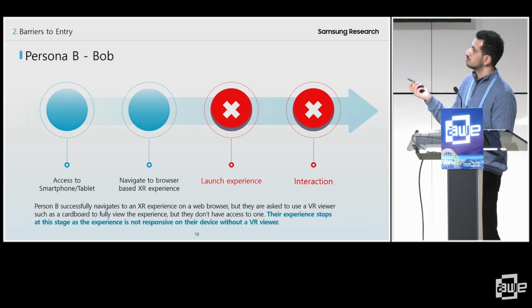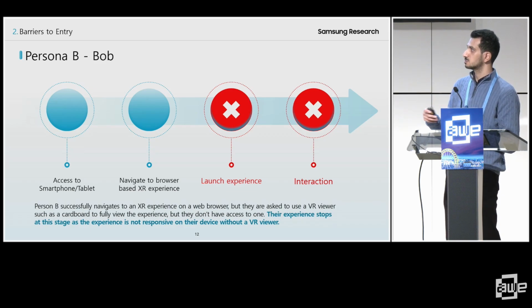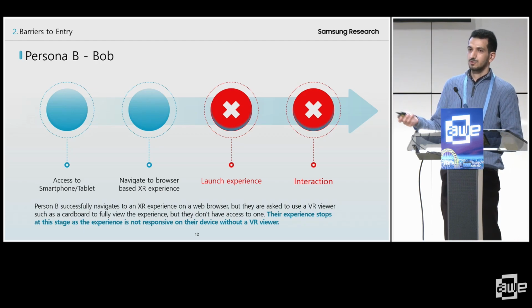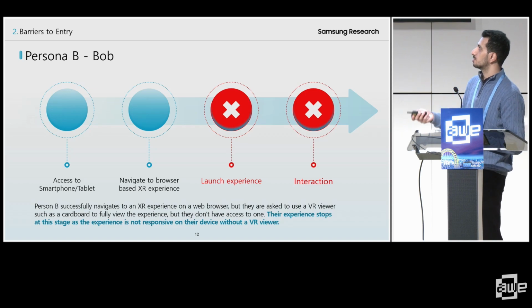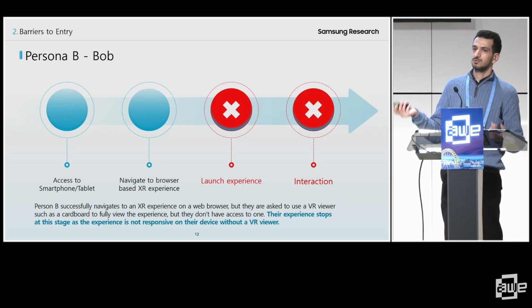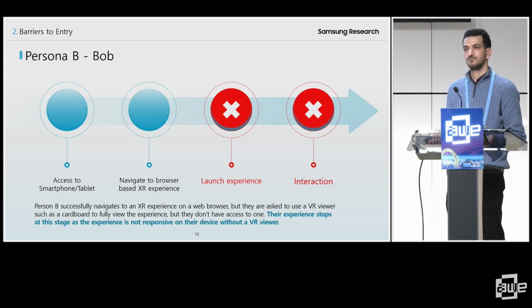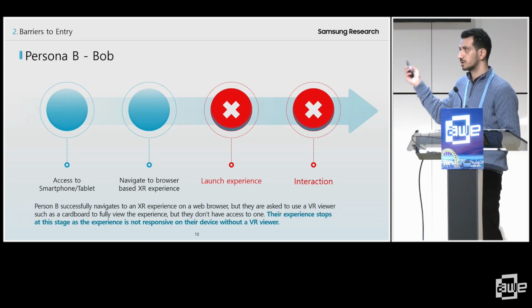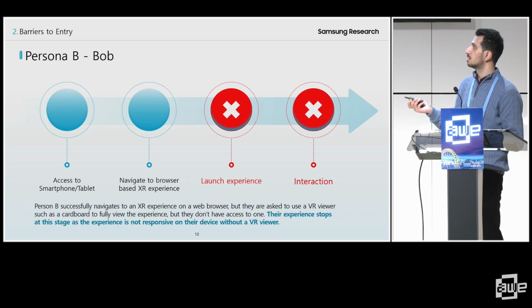Another person, Bob, I switched up a little bit here to use a mobile-based experience to just show you a different kind of barrier. So you access the smartphone, you navigate to the browser, you launch the experience, and then you interact. They're able to access a smartphone, they're able to navigate to the browser. When they launch the experience, they get a notice saying, you need a VR viewer to be able to make use of this environment. They don't have access to one, and that's it. Their experience stops at that third stage, and they never get to interact with that experience.